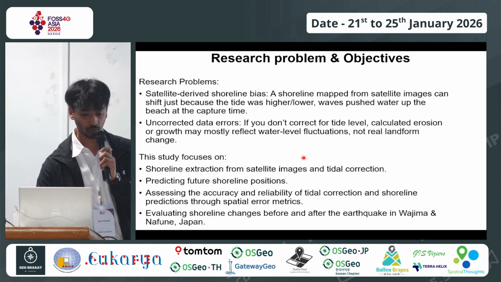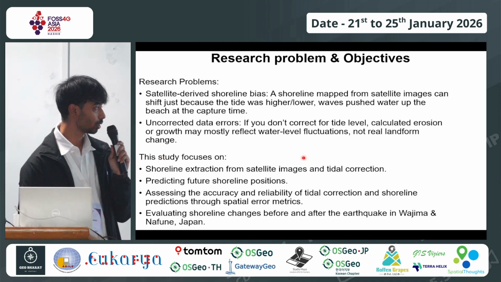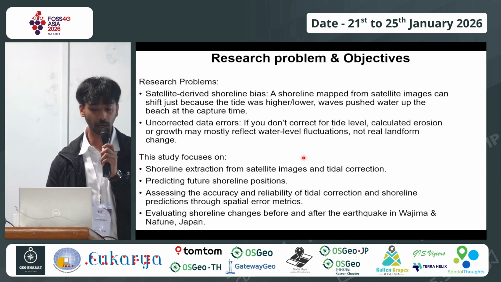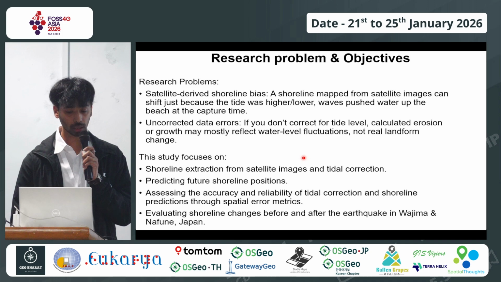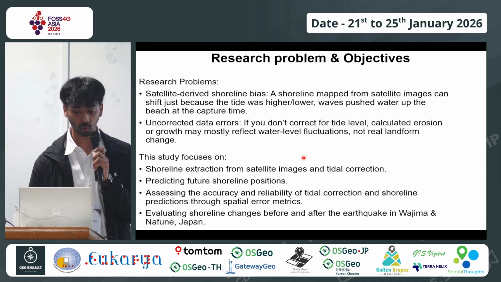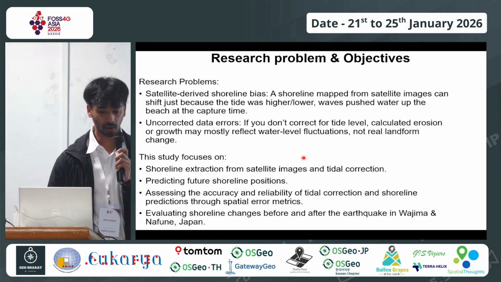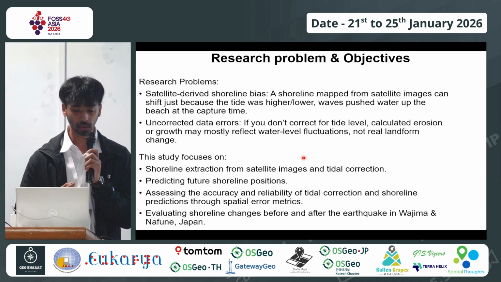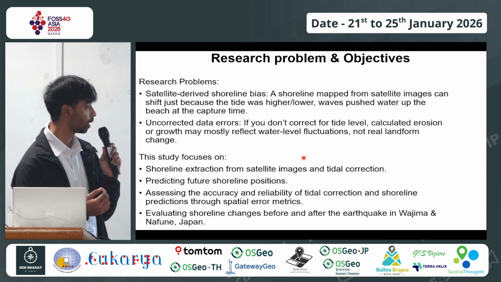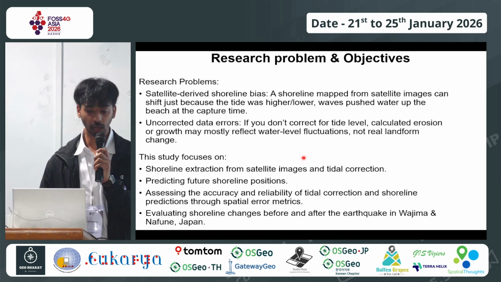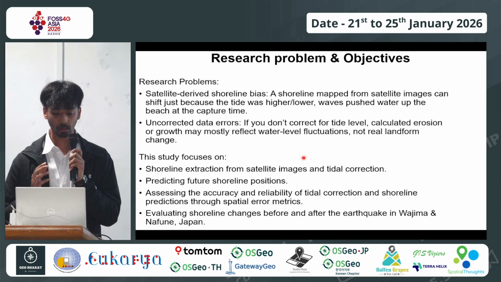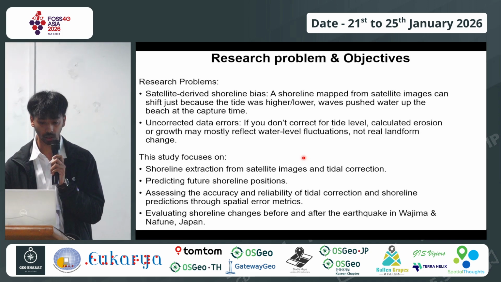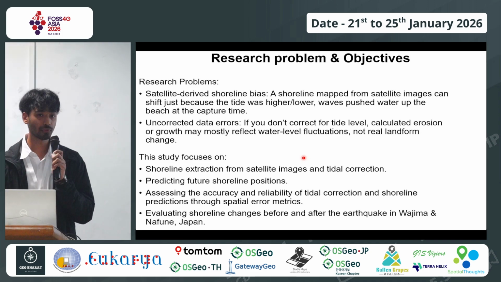So this study focuses on extracting the shoreline using satellite images and performing tidal correction, and then predicting future shoreline positions using these extracted shorelines after doing the tidal correction. After that, assessing the accuracy and reliability of the tidal corrected shorelines and the prediction using spatial error metrics. And last, evaluating the shoreline changes for a study area in Japan, Wajima and Nafune, before and after the earthquake which happened on January 1st, 2024.